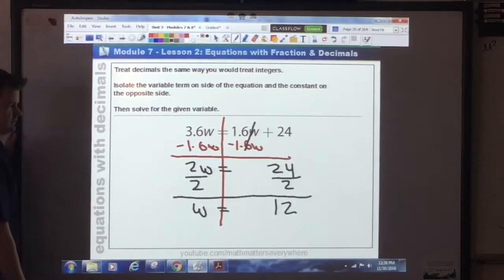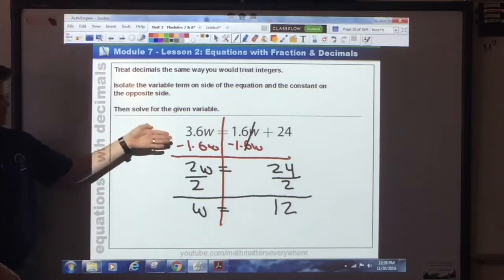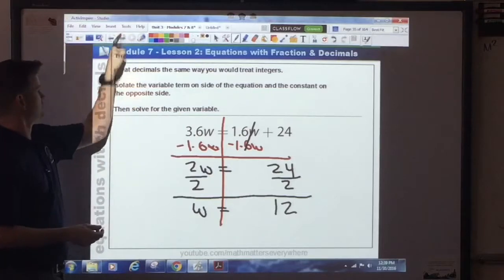I had to get 2. 3.6, calculator. What's 3.6 minus 1.6? Punch it in. What do you get? 3.6 minus 1.6 is 2. We're just subtracting decimals, that's it. Let's try another one here.